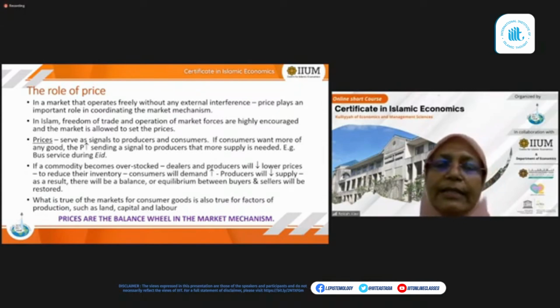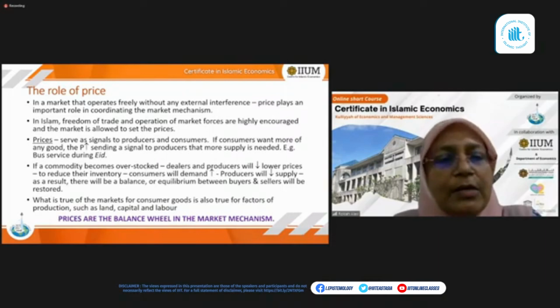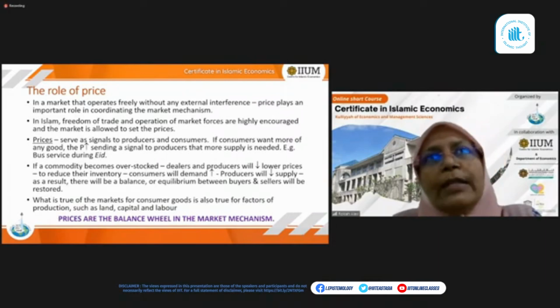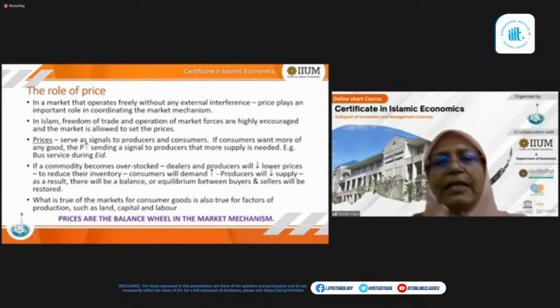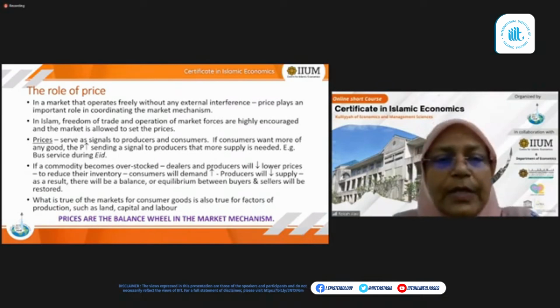So consumers are getting goods at a cheaper price, they buy a lot more. Sellers are able to sell more too. So basically the market equilibrium is restored. There's no surplus. So this is how prices play their role as a balancing wheel in the market. Okay, prices are the balancing wheel in the market mechanism. It will balance the markets to make sure the market is always in equilibrium.